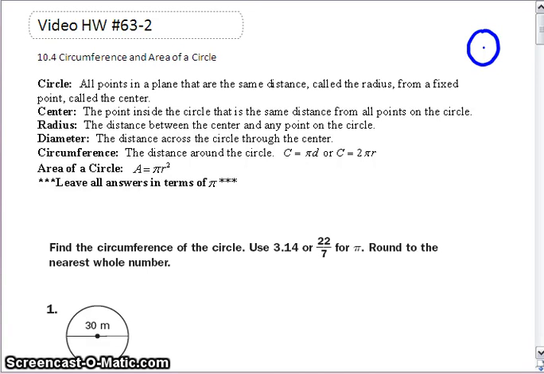This is video 63-2. We're going to be learning about the circumference and area of a circle, and I'm assuming that you've learned some of this already in the past, so this should be review.